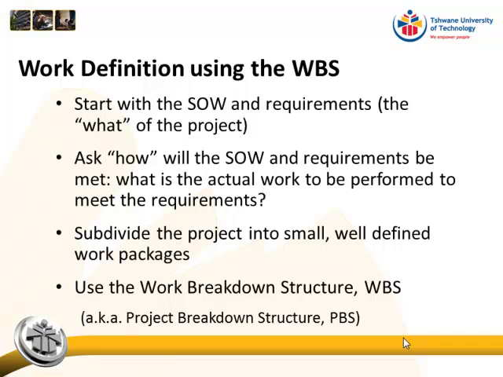Okay, so as we said last time, with the work breakdown structure, we start with a statement of work, which tells us the what of the project. Now we get to the how. In the statement of work, we have stated at a high level what the project must do. When we get to the work breakdown structure, we're going to say exactly how we will do it. So how will we perform the actual work to meet the requirements?